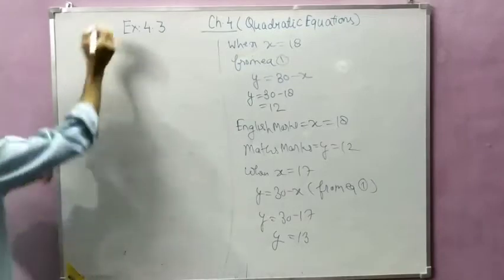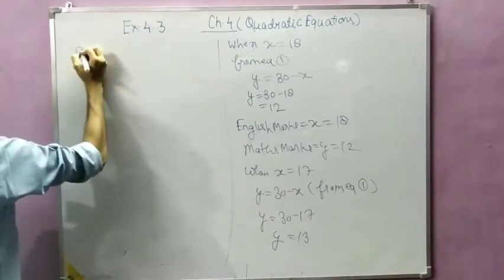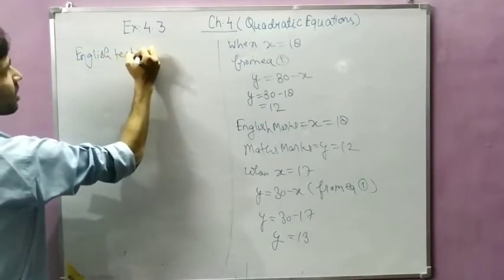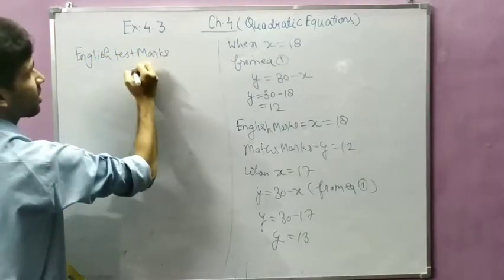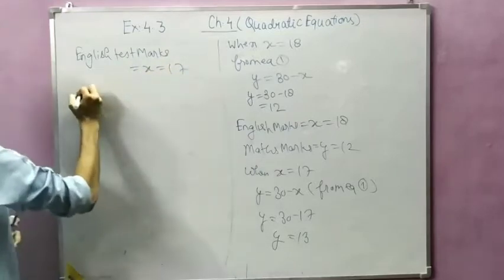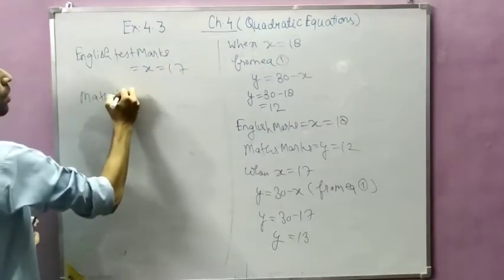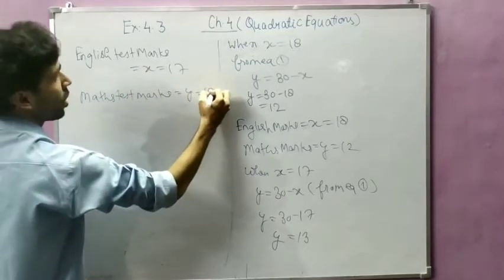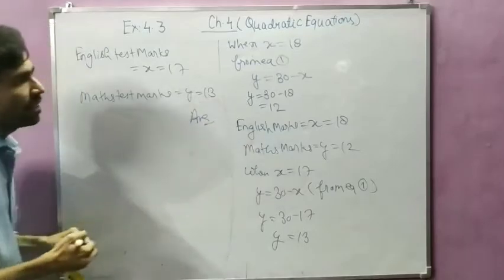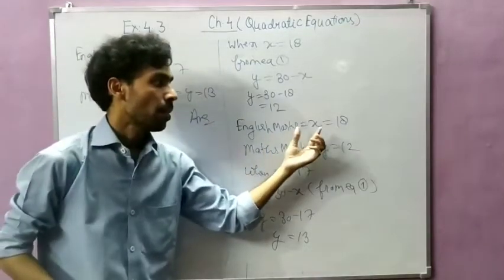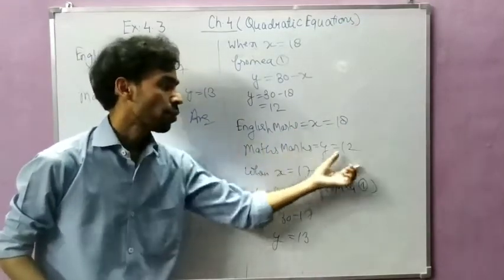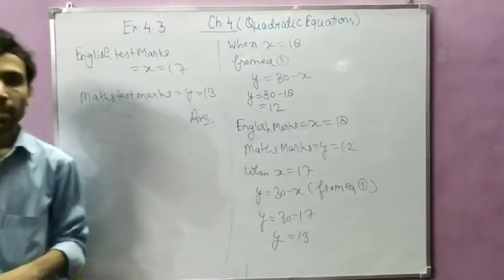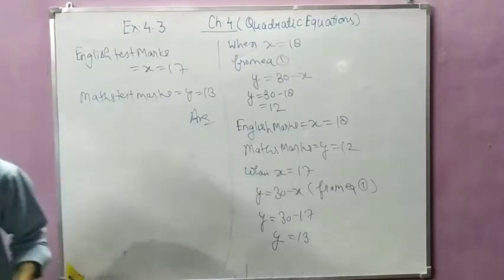So in this case, English test marks was x, and that is 17, and math test marks, that is y, which is equal to 13. So two answers we got. In first case, English marks is 18 and maths marks is 12. In second case, English marks is 17 and maths marks is 13. So in this way you have to solve this type of question.